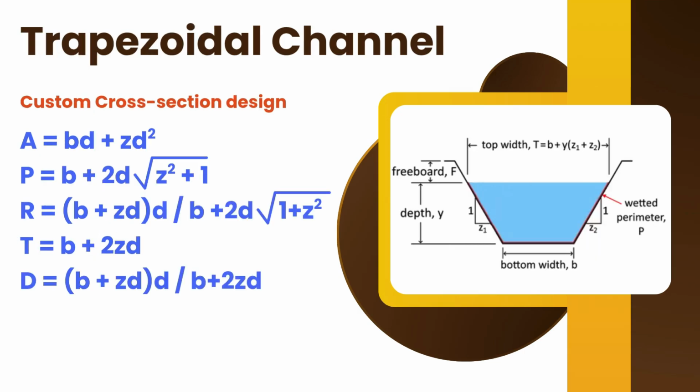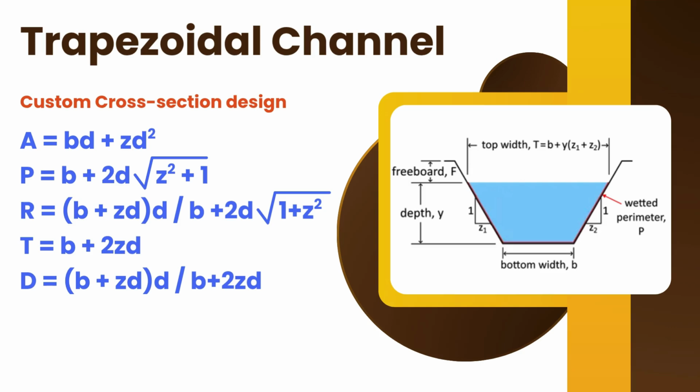Trapezoidal channels are some of the most commonly used in real-world projects because of their stable sloped sides. When designing a trapezoidal channel, we use a full set of formulas that include area, wetted perimeter, hydraulic radius, top width, bottom width, and depth. There are 2 main categories of formulas for this shape.